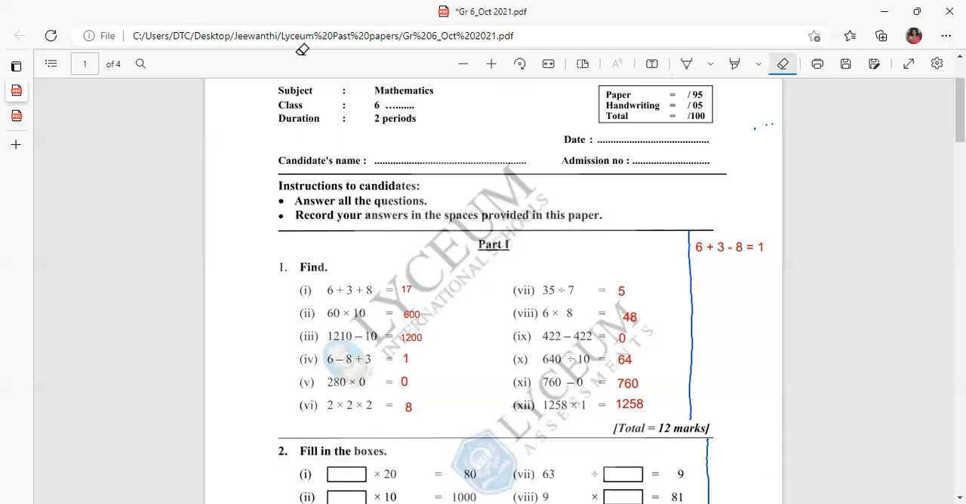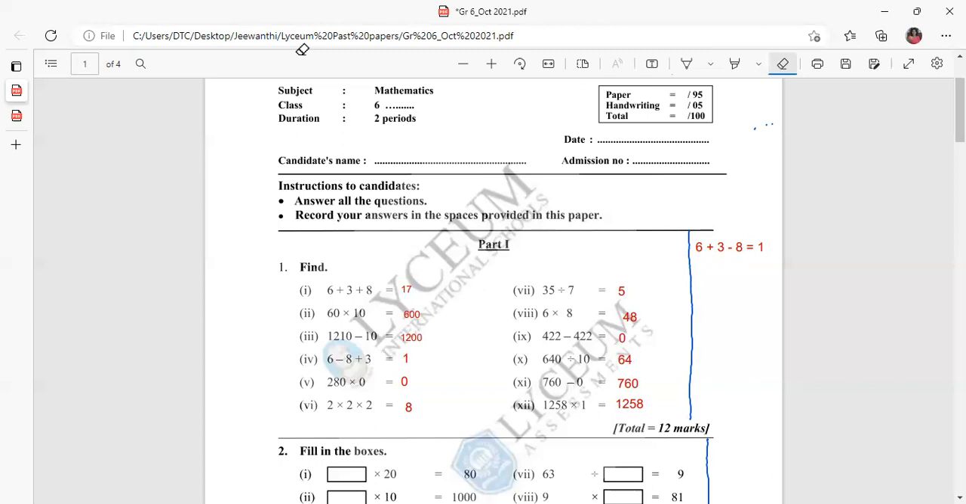First you write the like terms or the similar terms which are with the positive sign, then you write the negative sign, then you do the addition and subtraction accordingly. 6 plus 3, it is 9. 9 minus 8, or 9 subtract 8 is 1.